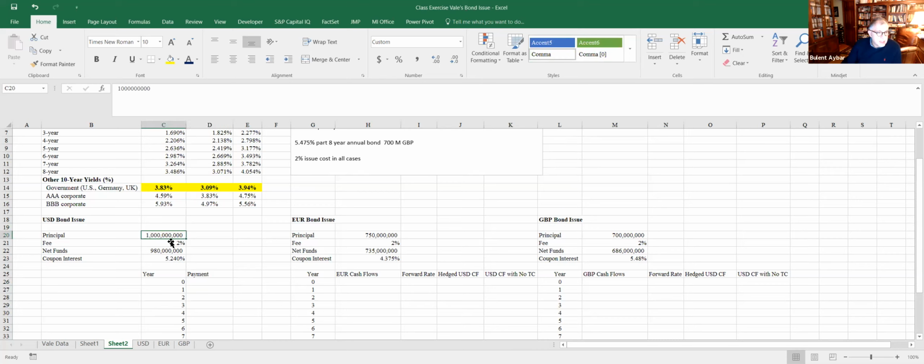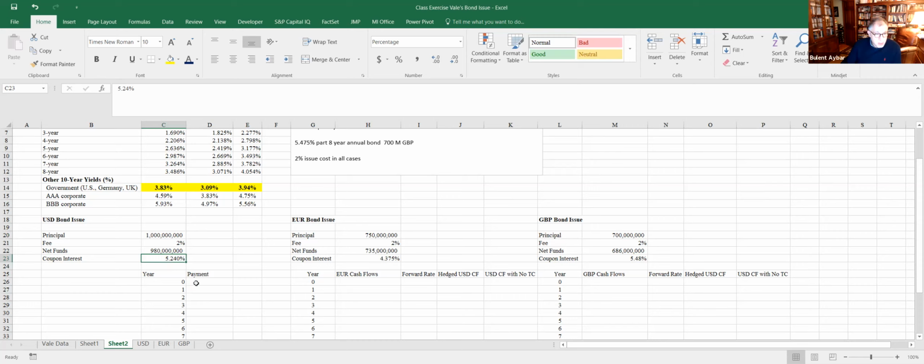I just calculated in here the principals that are going to be sold. So the bond is going to be sold at par, a $1 billion bond. We will incur a 2% fee. So the net amount of funds that we're going to clear from this issue is going to be $980,000. And the coupon interest for the US dollar bond is 5.24%.